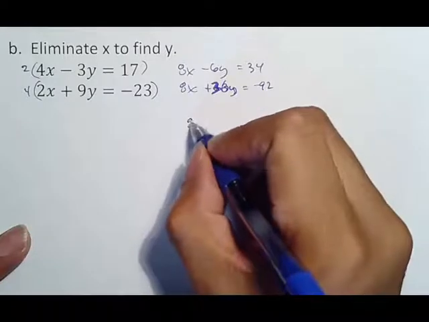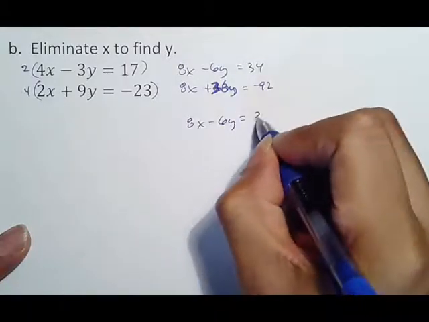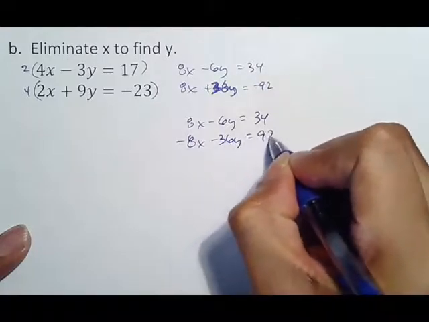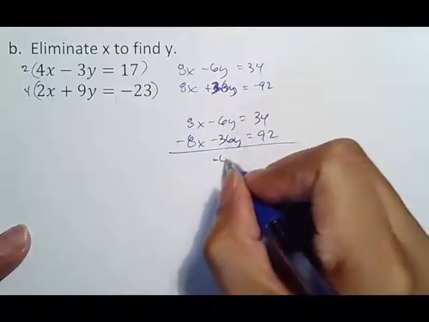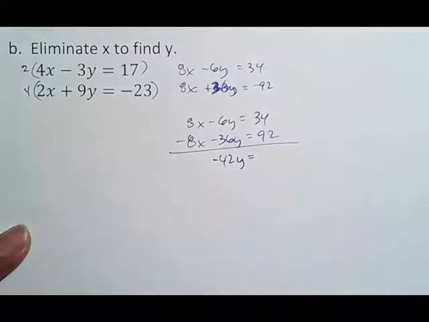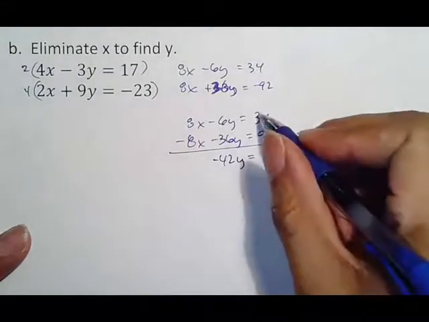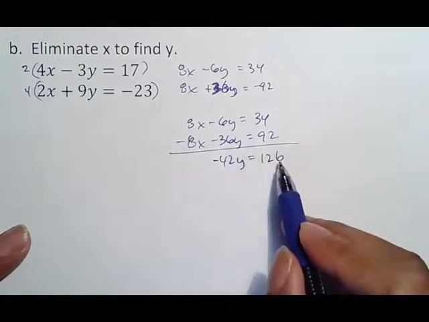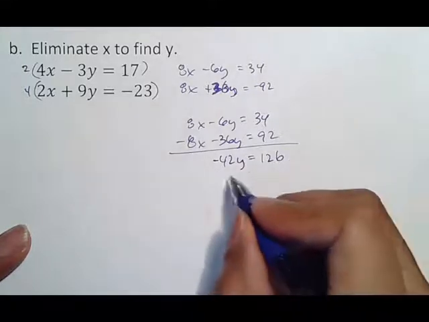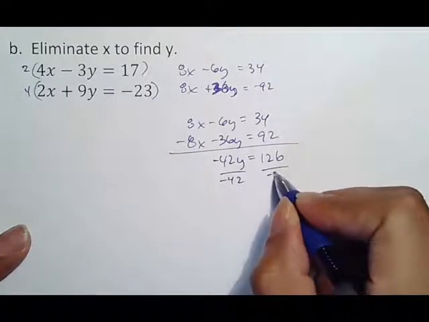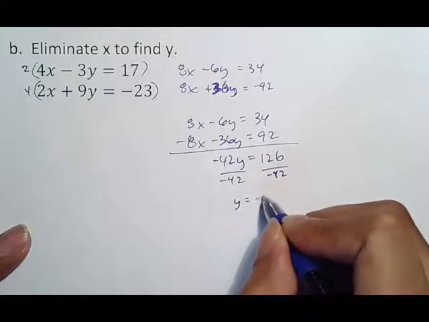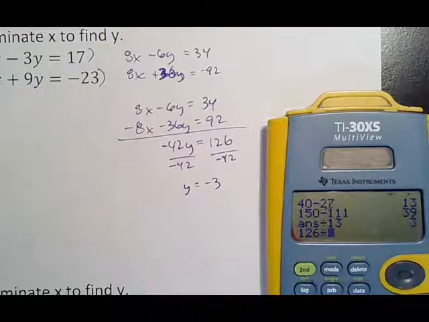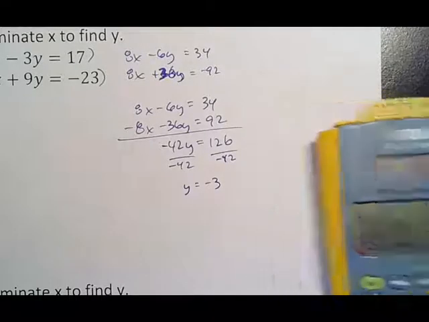You then want to switch your bottom row, so 8x minus 6y equals 34, negative 8x minus 36y equals 92. Put everything together, this makes a negative 42y. This makes 34 plus 92, which is 126. 2 goes into 6 3 times, 4 goes into 12 3 times. I believe that if you divide by negative 42, and I'll check it with my calculator, but using common sense is much better, you'll probably get the answer of negative 3. So again, 126 divided by negative 42 is negative 3, and there you go.